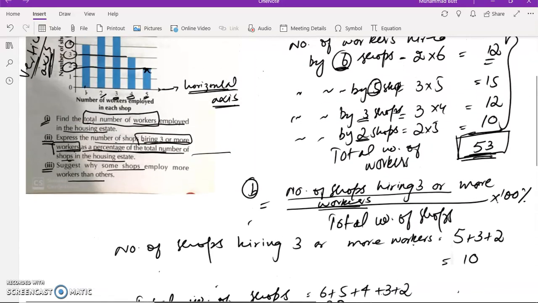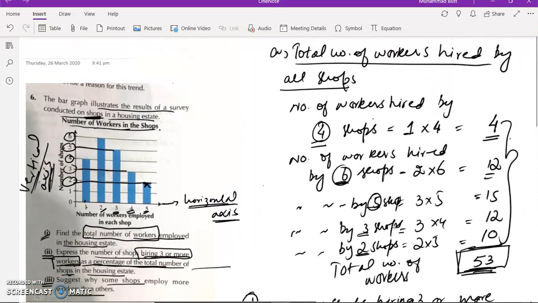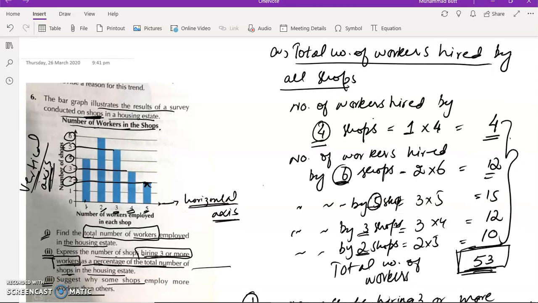Now we are done with question number 6. In the next lecture, we'll start Cartesian plane and Cartesian coordinates, so stay with us.